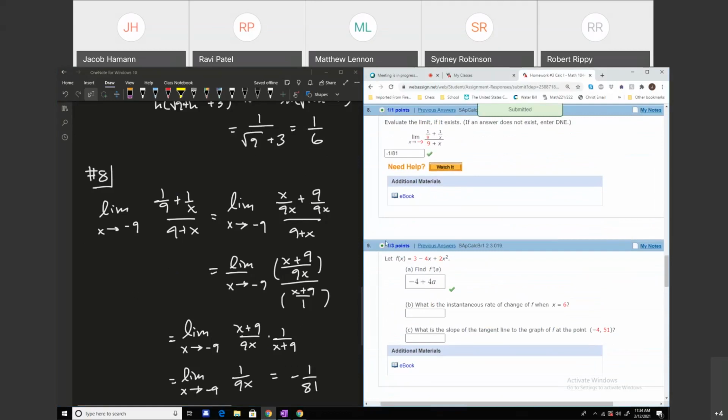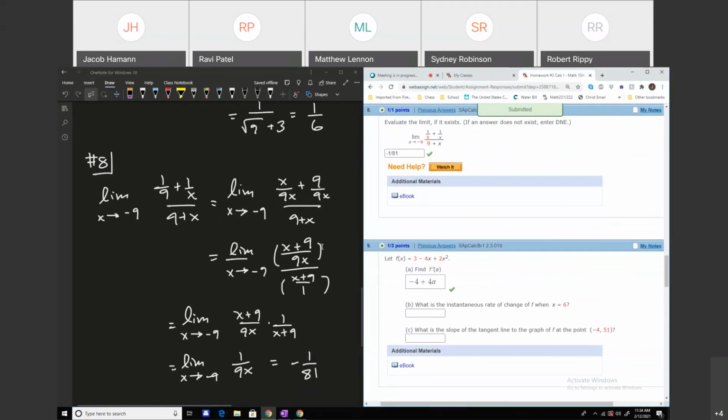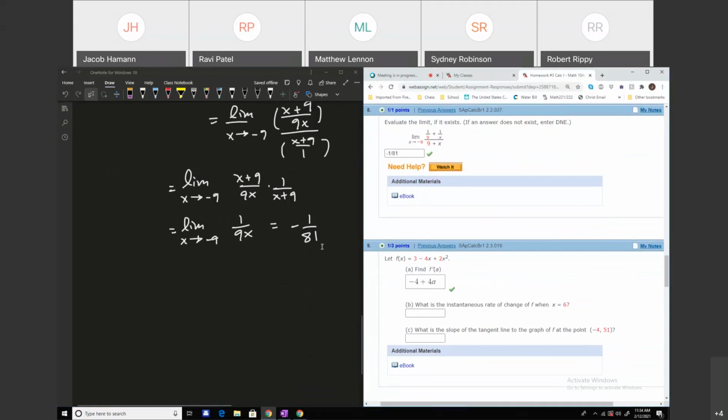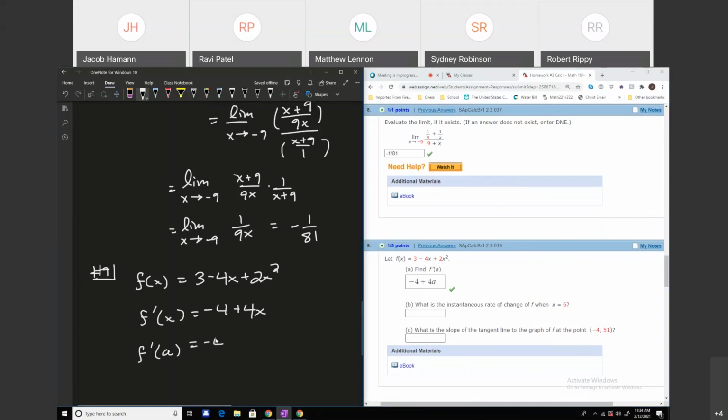Good. Okay, you can see someone asked me a question at the end of last class about number 9. I did the first part already, but really we're just doing the derivative shortcut. So for number 9, we have f of x is 3 minus 4x plus 2x squared. So f prime of x would have been minus 4 plus 4x. So if they ask for f prime of a, all that does is switch the letter from x to a. So it'd be minus 4 plus 4a. So that's how we got part A.